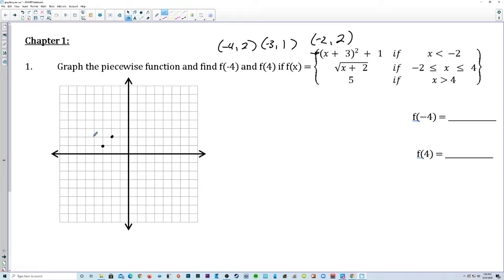So now we're going back up. We did find the vertex of this parabola. And I noticed that I want this point right here to be an open dot because we don't have equal to. So we have this parabola right there.